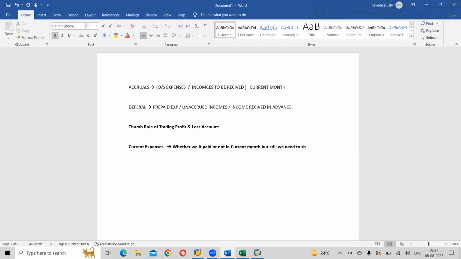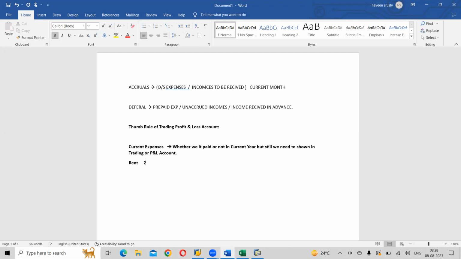But still we need to show it in the trading or P&L account. What does it mean? Say rent for August or July, we have not paid, but it is for the current year. Don't take it as current month, take it as current year. So we need to pay some insurance or rent. We have not yet paid, but that expenditure we will record in the books of accounts. Even though we have not paid, we are supposed to pay in future. Whether you paid it or not, you will show it in the books of account, mandatory. For example, rent of 2022.